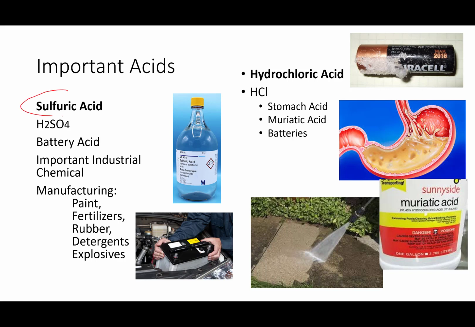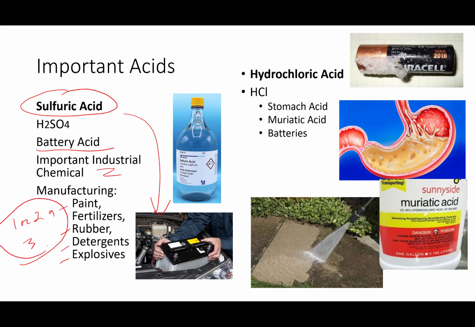Now, some of the important acids you may encounter in your life. I mentioned sulfuric acid. Sulfuric acid is the acid that's used in car batteries, H2SO4, commonly referred to as battery acid. It's also a really important industrial chemical. It's used in the manufacturing of everything from rubber to fertilizer, explosives, paint, deodorant, detergents, things like that. Usually it's in the top 1 or 2 or 3 most highly used industrial chemicals in this country every year, because it is so powerful.